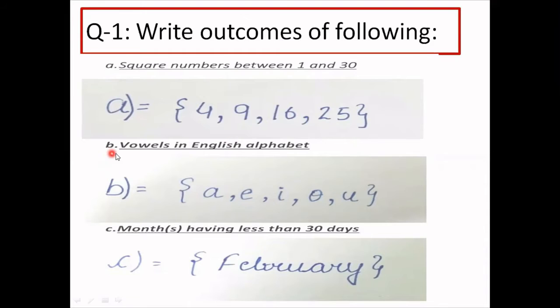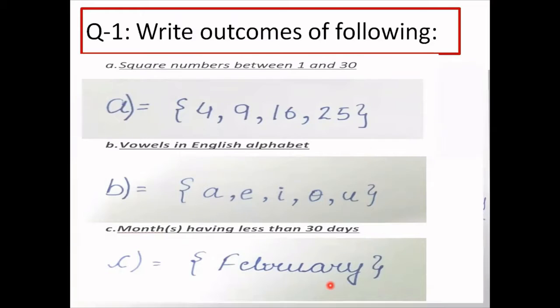Fine. So the B part says vowels in the English alphabet. As we all are familiar, there are 5 vowels in our English alphabet. Those are A, E, I, O and U. Okay, so our C part says months having less than 30 days. We know there is only one month which has less than 30 days, which is February, and it has only 28 days.